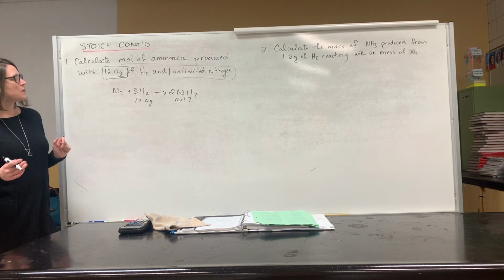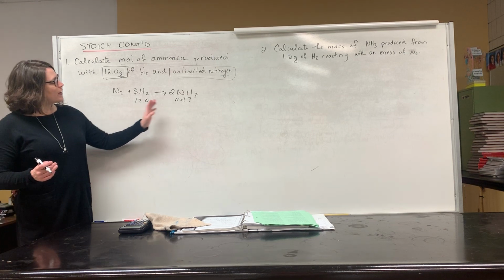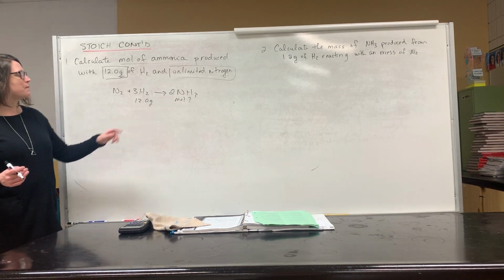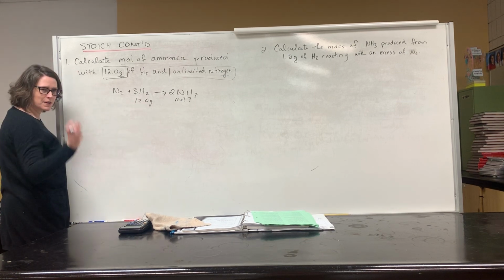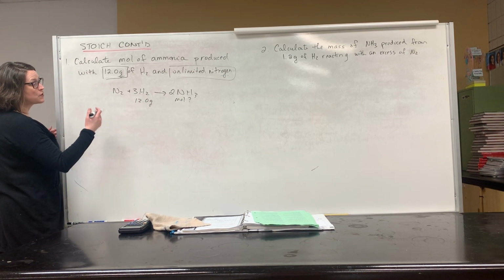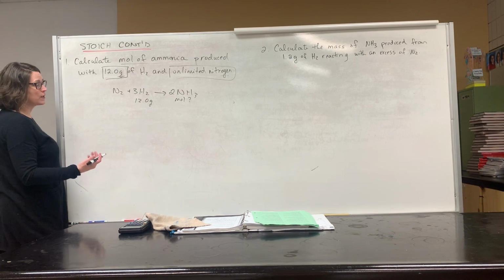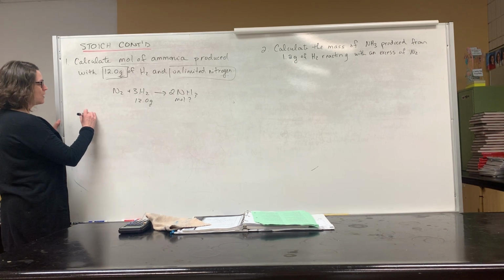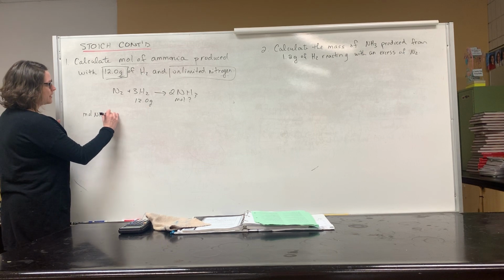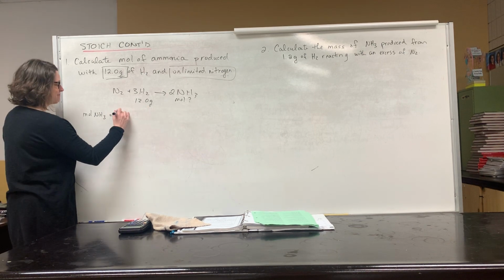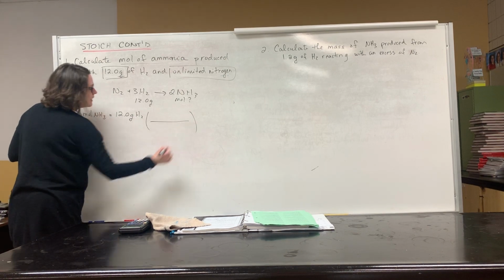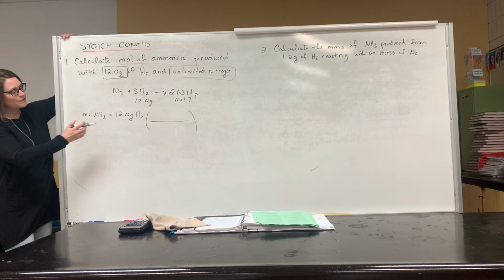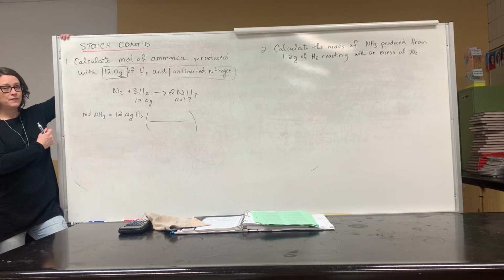You do need to worry about the 12 grams. So the question is, how many moles of ammonia can be produced from 12 grams of hydrogen gas, and then you've got as much nitrogen as you want. So we're going to set up our dimensional analysis. So what are you looking for? Moles of ammonia, good, equals, what do you know? 12.0 grams of H2.